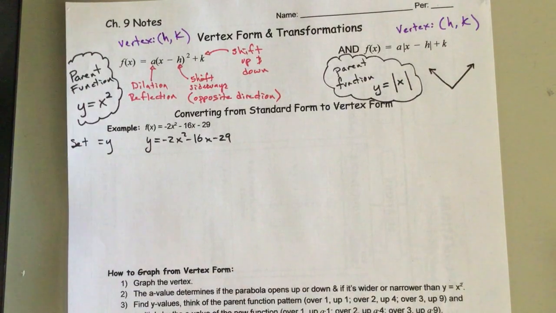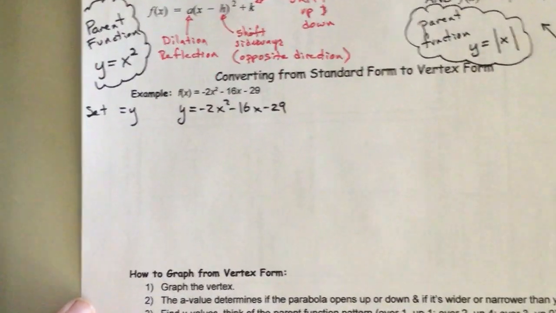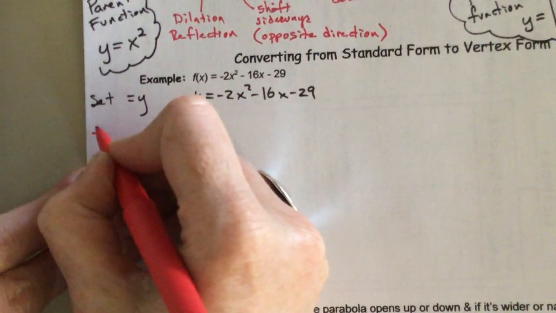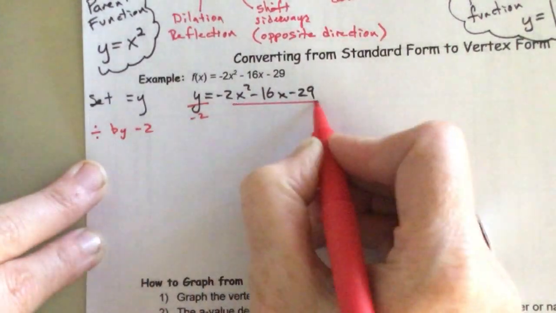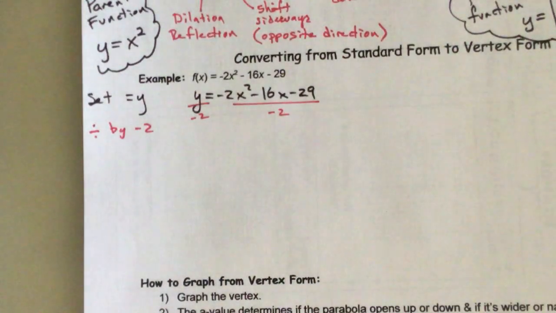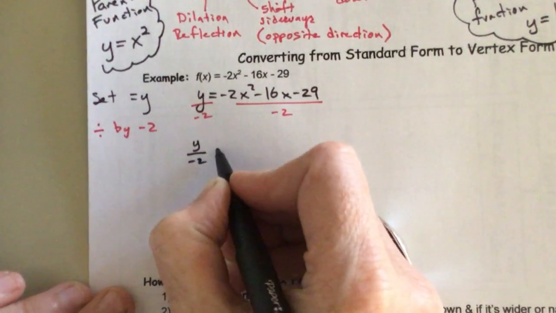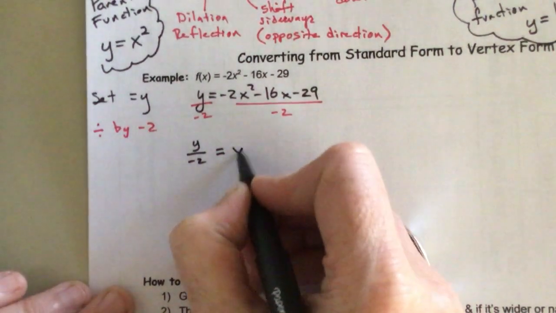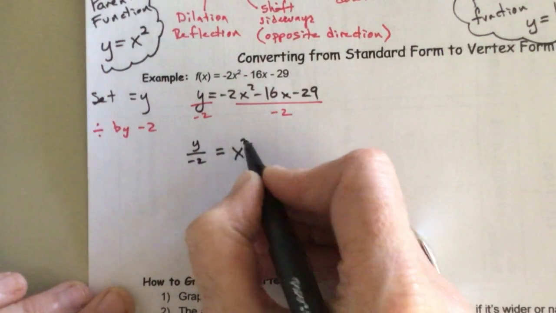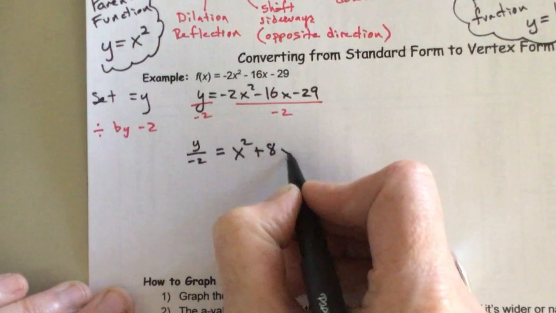Step 2 is we're going to divide everything by negative 2. Why are we doing that? Because we have a leading coefficient, and we want to get rid of that leading coefficient. So I divide this side by negative 2 and that side by negative 2. When I do that, I now have y divided by negative 2 equals, well, negative 2x squared divided by negative 2. Those cancel. I just get x squared. Negative 16 divided by negative 2 turns into a positive 8x.